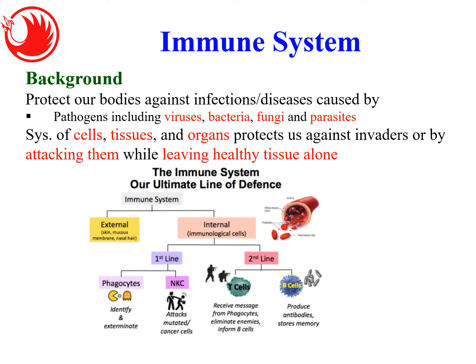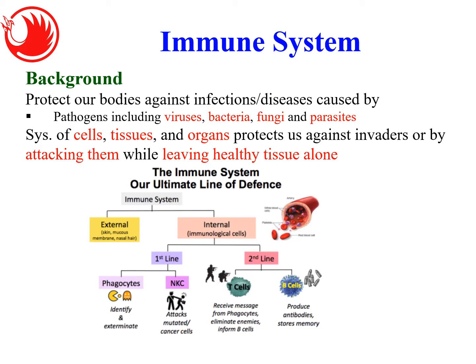Internal will be our immunological cells, divided into first line and second line. First line will be phagocytes and NK natural killer cells. Phagocytes identify and exterminate all the pathogens when they see them. And NK cells are also on the first line. At the very first time, they also attack mutated cells, including cancer cells.